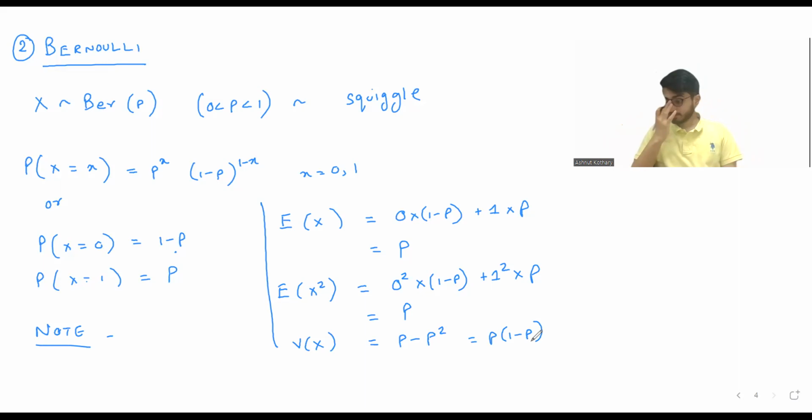Just keep one thing in mind. Frequently, we will be denoting 1 minus p in terms of q, so this can be written simply as pq.